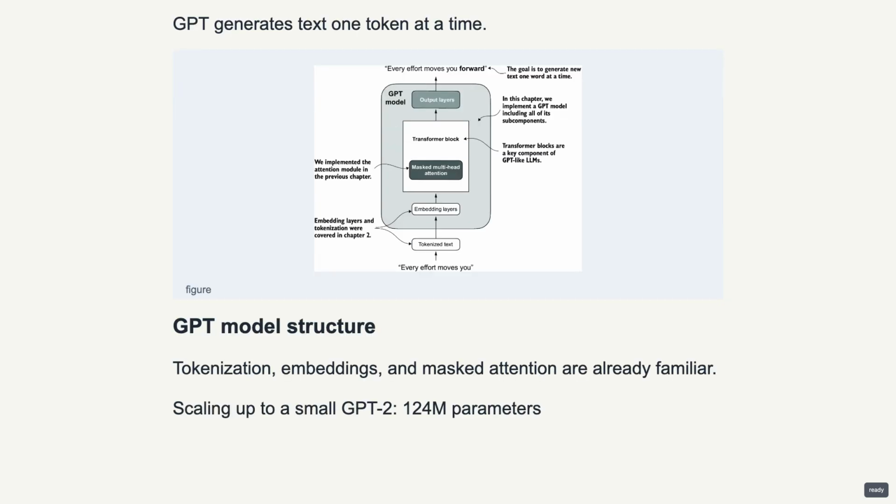The jump here is mostly about size, not about changing the architecture itself. Parameter count means trainable weights, and 124 million gives a realistic small GPT-2 configuration that is still workable on modest hardware.